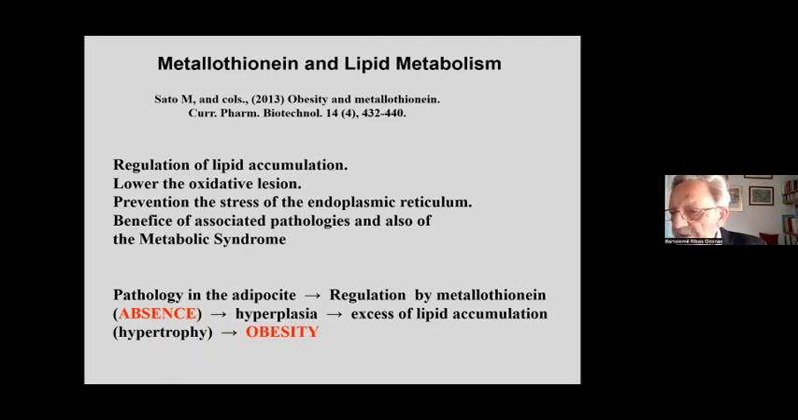The authors mentioned that the pathology in liver and adipocytes is improved by the metallothionein levels and regulation. The absence of metallothionein induced pathology, hyperplasia, excess of lipid accumulation, hypertrophy, and finally obesity, after the mentioned authors.